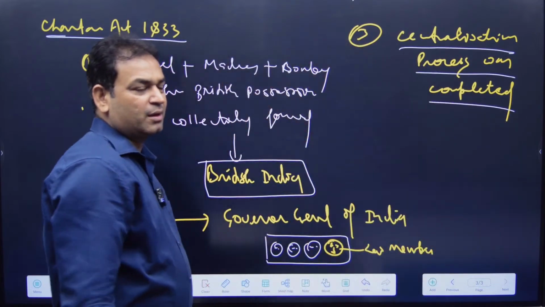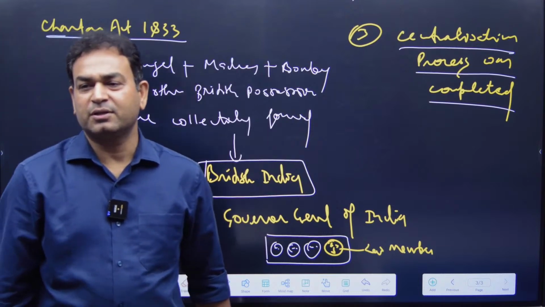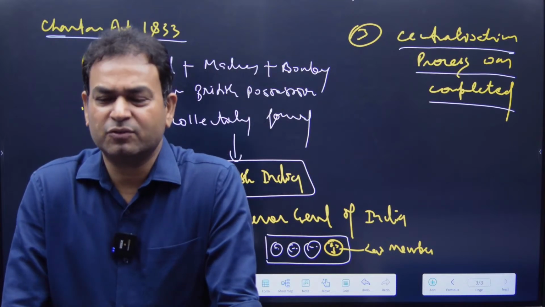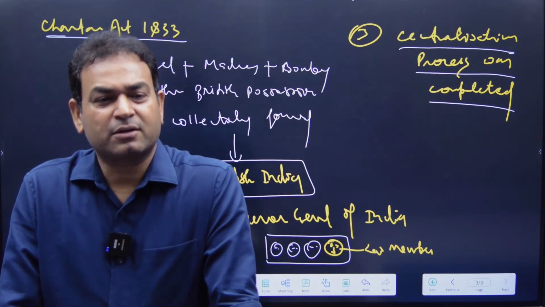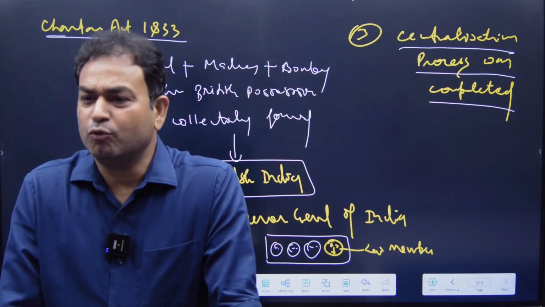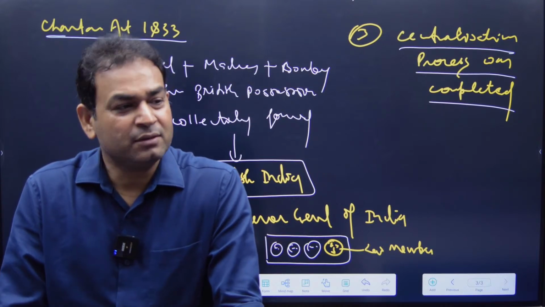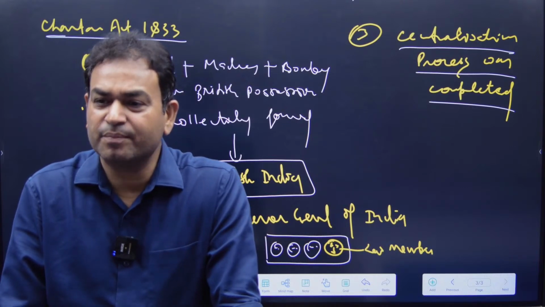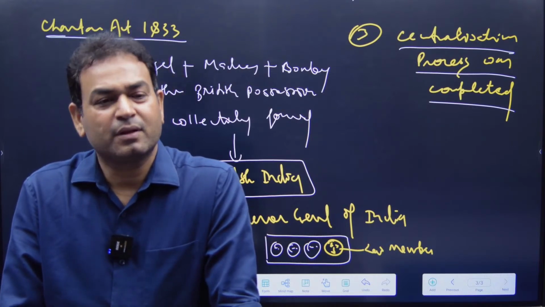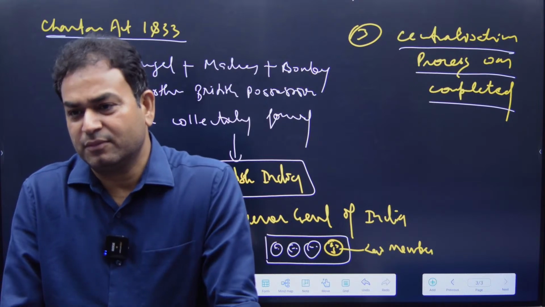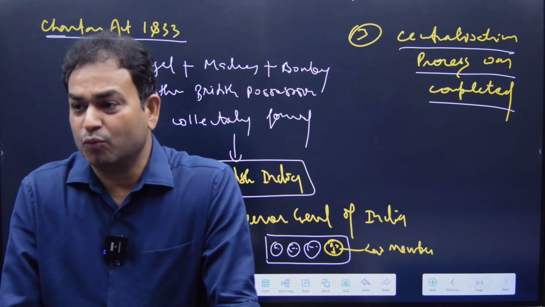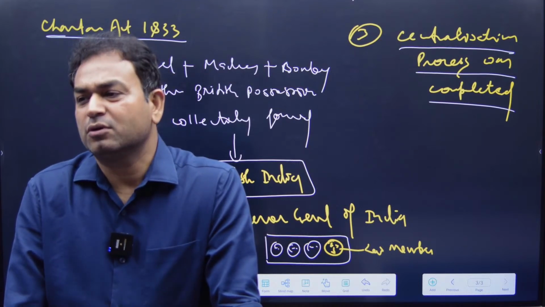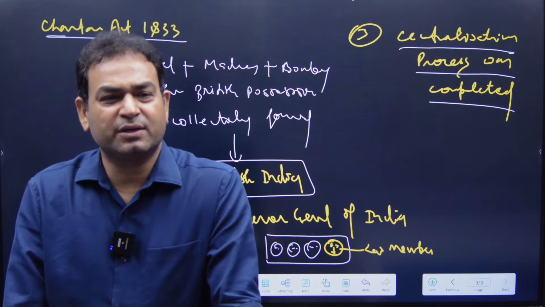After 1833, many other decisions were taken. The practice of Sati was abolished and declared illegal under the 1833 Charter Act. Similarly, bonded labor and slavery were abolished by the British government. Many other initiatives were also taken.